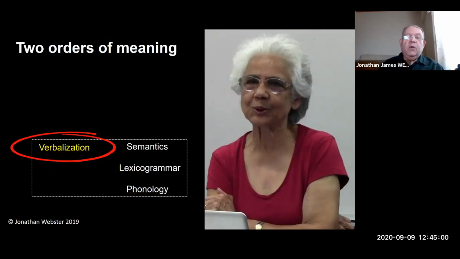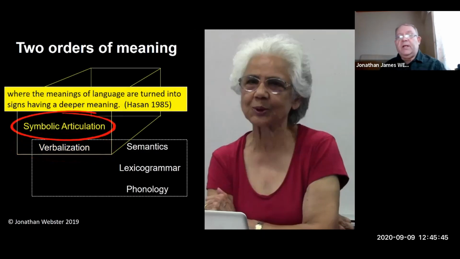First of all, what Hasan is saying is that there are two orders of meaning, two levels of meaning that are ongoing. The first order of meaning is what we normally observe. It is what we would call the semantics, the lexicogrammar, phonology. They all come together, create the verbalization, the way we speak, the way we talk. The first order of meaning is the most obvious. It's on the surface.